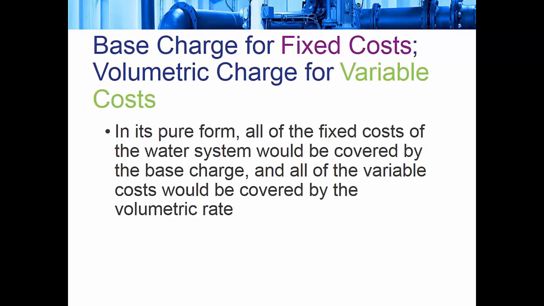All right, so those are the two extreme ends: payment for access, payment for product received. Let's take a look at a couple that fall in the middle of these two. One is that we have a base charge that we charge customers for being tied into the system, and then we have a volumetric charge based on their usage. What we could say is the base charge should cover 100% of the fixed costs of a water system, and the volumetric charge should cover 100% of the variable costs.